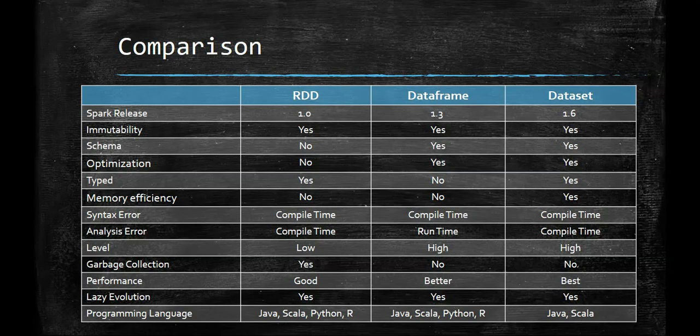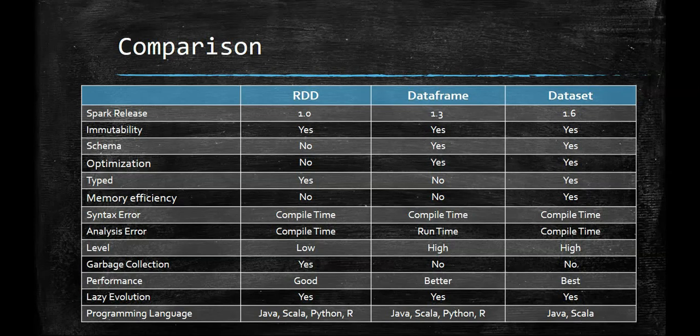When it comes to the data set, it has a new way of serializing and deserializing the data. It does it using tungsten with the help of encoders, and it makes use of off-heap memory, which also avoids garbage collection. So the overall performance we get in the data set is the best compared to our RDDs and data frames, and that's why they are memory efficient. So data sets are the most memory efficient.